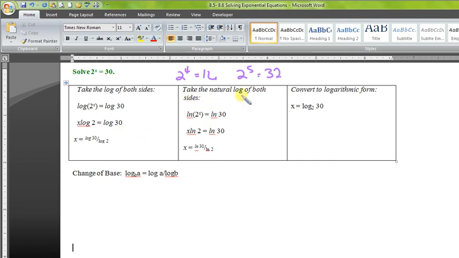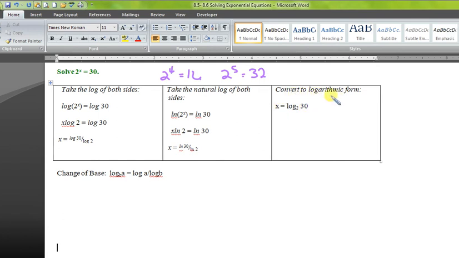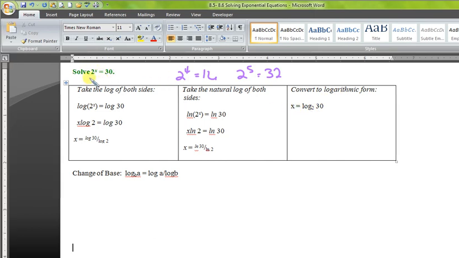In the second method I simply took the natural log of both sides, and that was done the exact same way. We're just using the ln instead of the common logarithm, and the final answer is ln 30 divided by ln 2. Now this leads us to a very interesting situation in this third example. It says convert to logarithmic form. Now we know that a logarithm is an exponent, and so I can convert this exponential equation to logarithmic form. Since the logarithm is the exponent, x is equal to the log base 2 of 30, and we've talked about how to convert that in previous lessons.